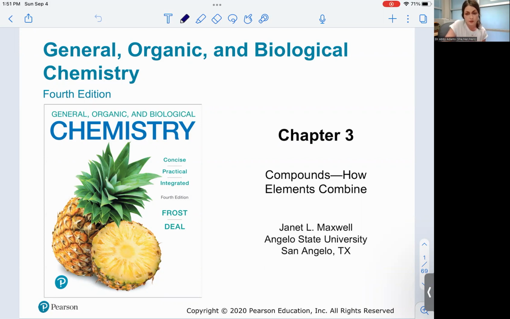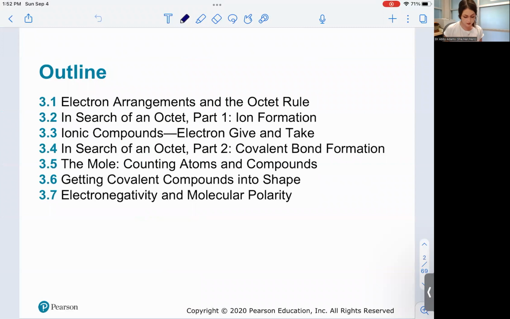So we're going to be talking about electrons. We talked a lot about neutrons, and now we're going to be talking a lot about electrons. First, in this video, I want to try to cover sections 3.1 and 3.2, electron arrangements and ion formation. If some of those words, like ion, sound unfamiliar to you now, you're going to be familiar with them by the end of the video.